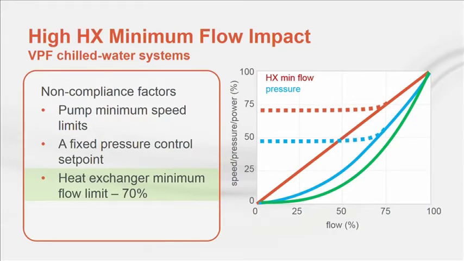Looking at some part load differences, at 50% load, the predicted power is only 12.5%, but the actual power is 34%. At 25% load, the affinity laws predict 1.5% power, and in reality, it's 34%. Those are significant energy use differences. This magnitude of difference is not uncommon or extreme in non-compliant systems.